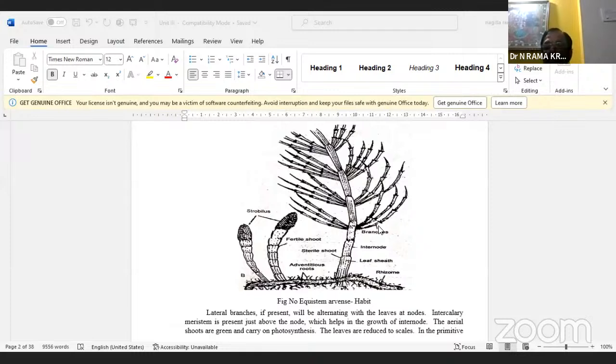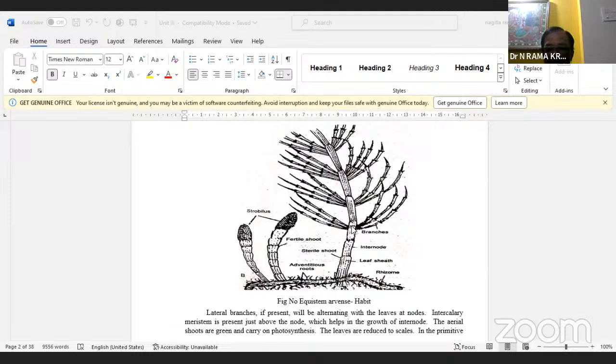Okay. Yes, so next, now you see here, the number of scaly leaves varies in different species. At the nodes there is a branch primordium alternating with leaves. Such branch primordia give rise to both subterranean as well as aerial branches. These aerial branches are cylindrical, stiff, and jointed, with distinct nodes and internodes.